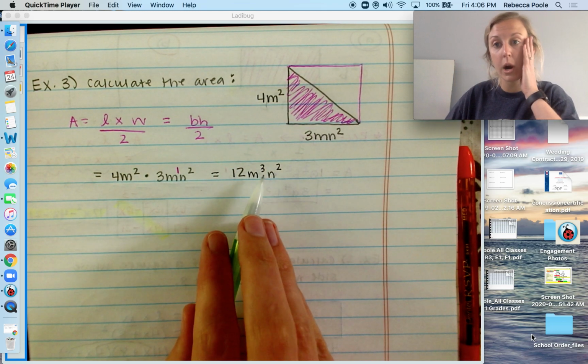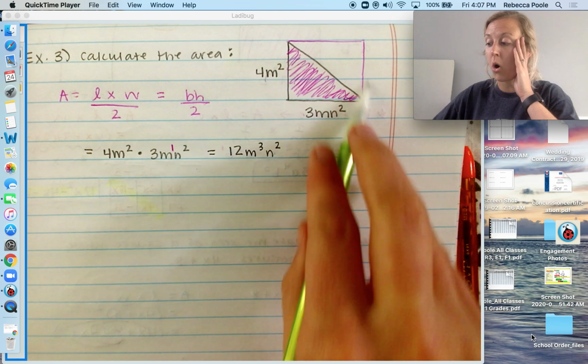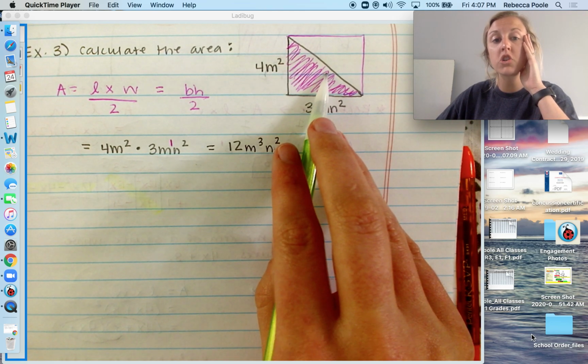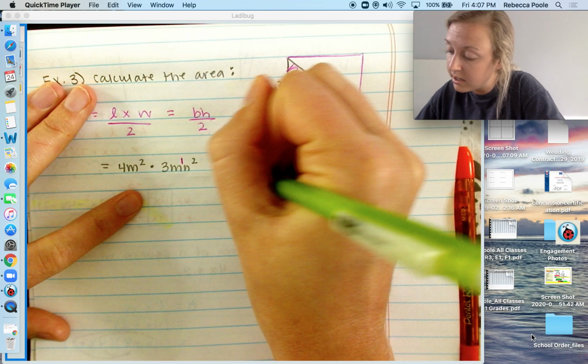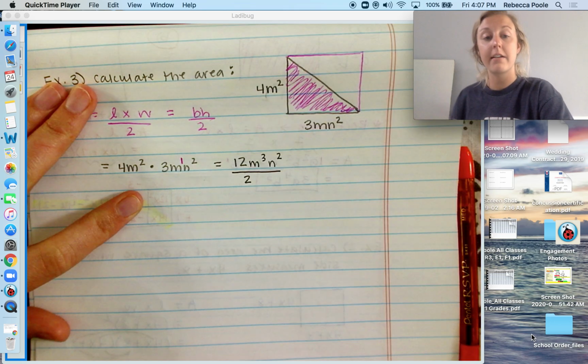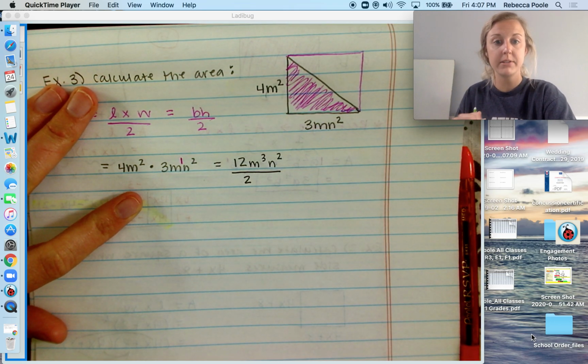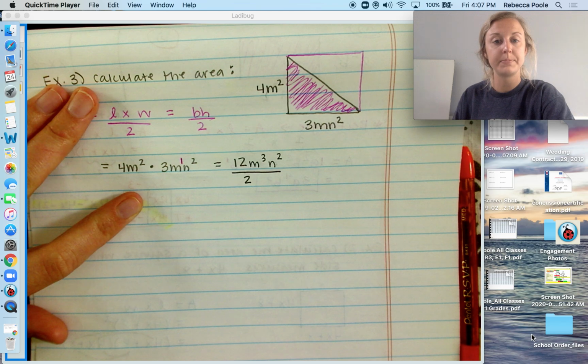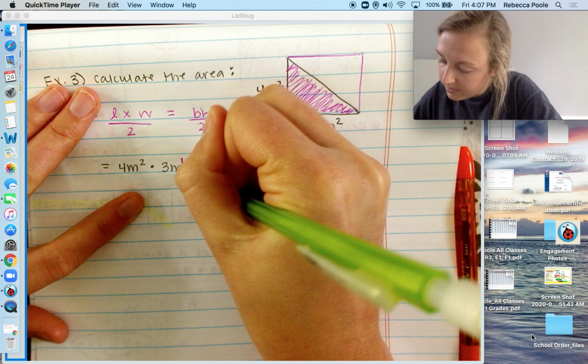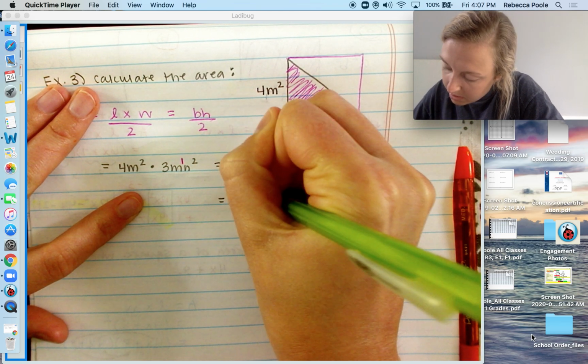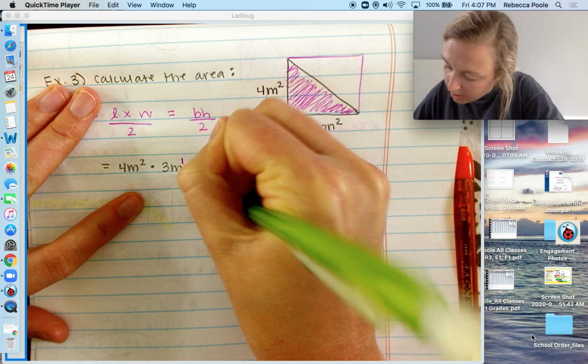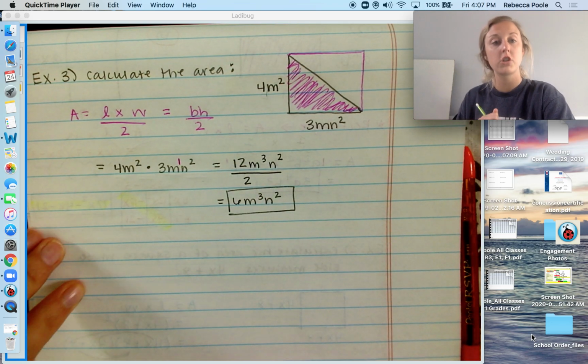This is not your answer. That would be the whole rectangle. We don't want a rectangle, we want a triangle, which is half. So I'm just going to divide by 2. What's 12 divided by 2? 6m cubed n squared. That's how you find the area of a triangle, okay?